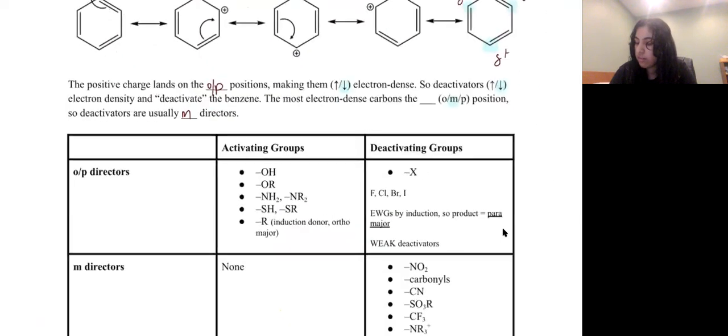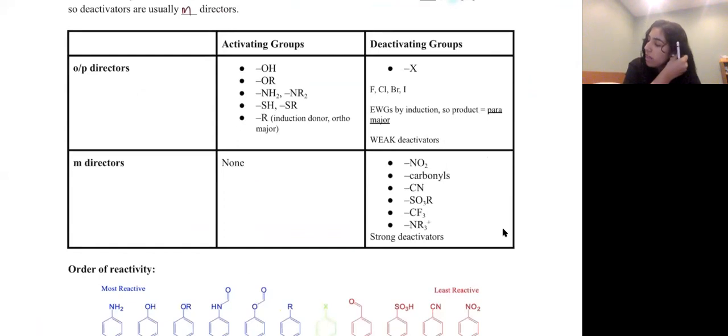So here's this table with all or most of the activating, deactivating groups, and then where they direct to. So there's only one thing in ortho-para deactivators, which is halogens. Something to note about halogens, they're weak deactivators, and they're EWGs by induction. So it's going to be a para major product.